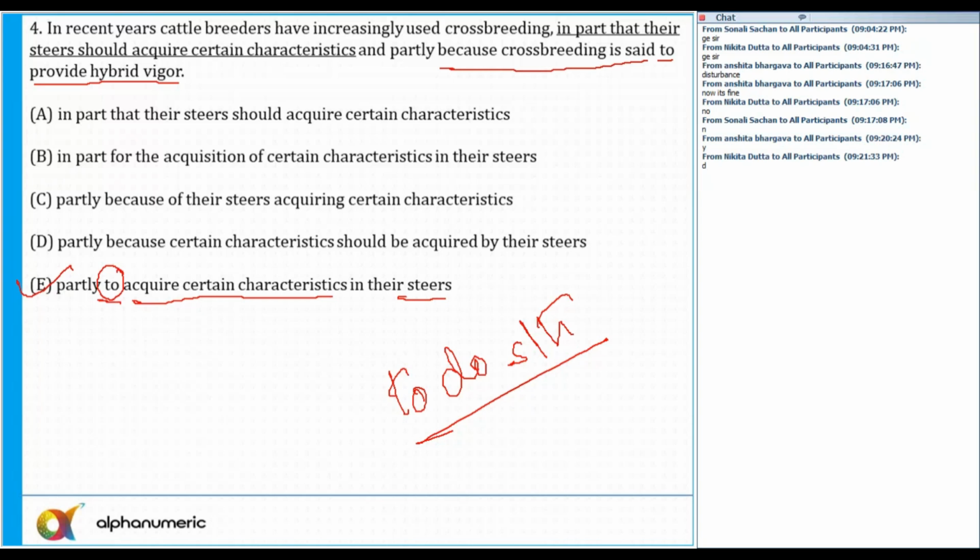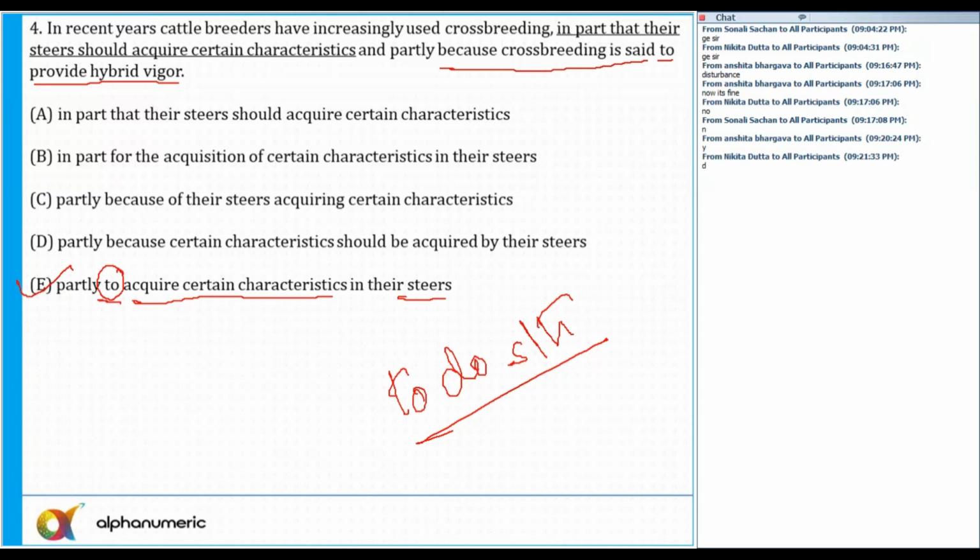So there are two reasons. One reason is to acquire certain characteristics, and the second one is to provide hybrid vigor. Both the reasons are preceded by the preposition to, and that is why they are parallel. E should be the answer. Okay. Why D is not the answer? D is not the answer because it is written in the passive voice and not the active voice. Given a choice between passive voice and active voice, we should always select the option which is in the active voice. So number 4 answer is E.